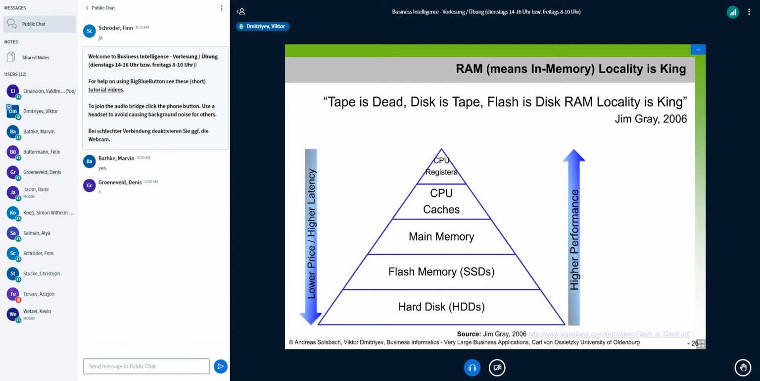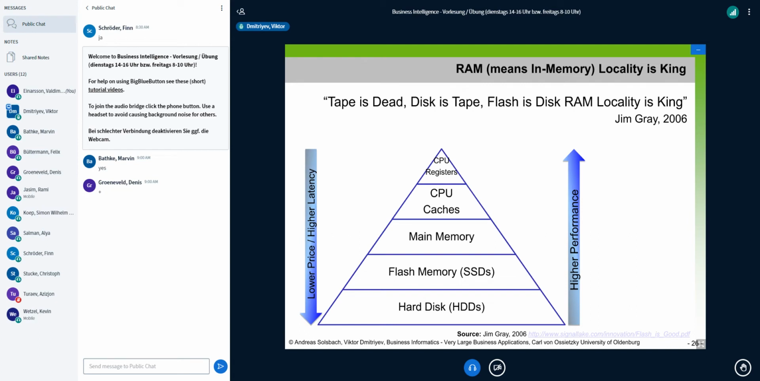Once there was a researcher called Jim Gray. He said, "Tape is dead, disk is tape, flash is disk, RAM locality is the king." Basically, it means that to be efficient, you need to get as much data as possible into the RAM. But the problem is that the faster your memory gets, the more money you have to give out for that.